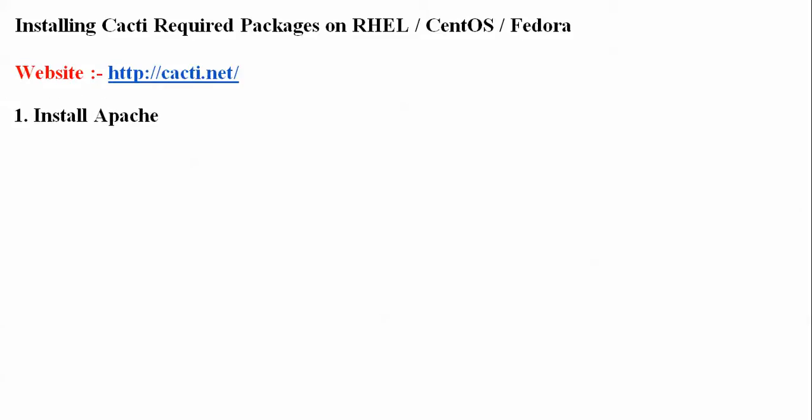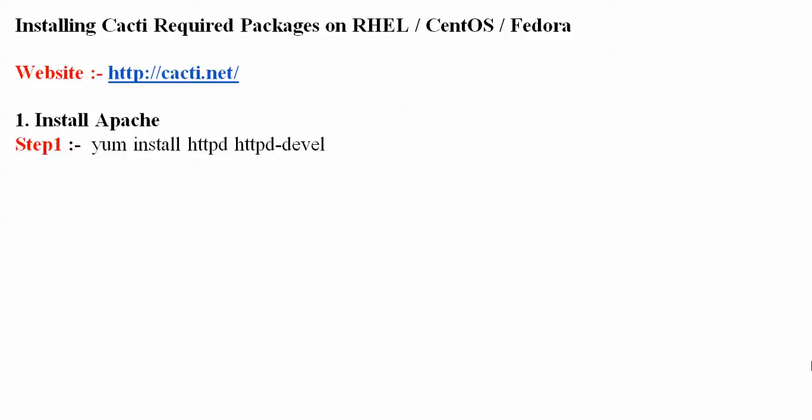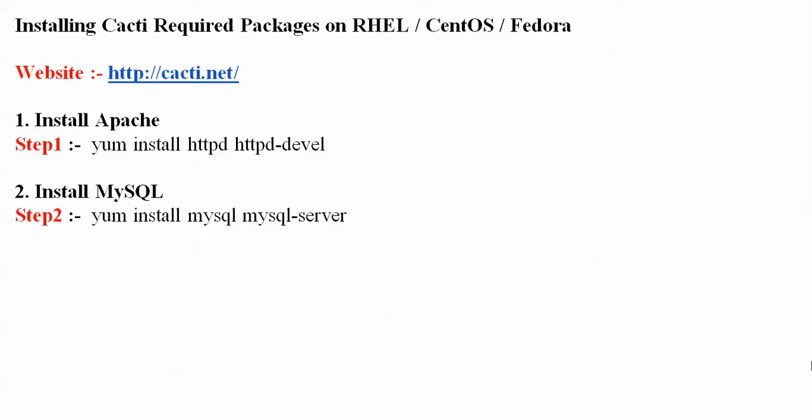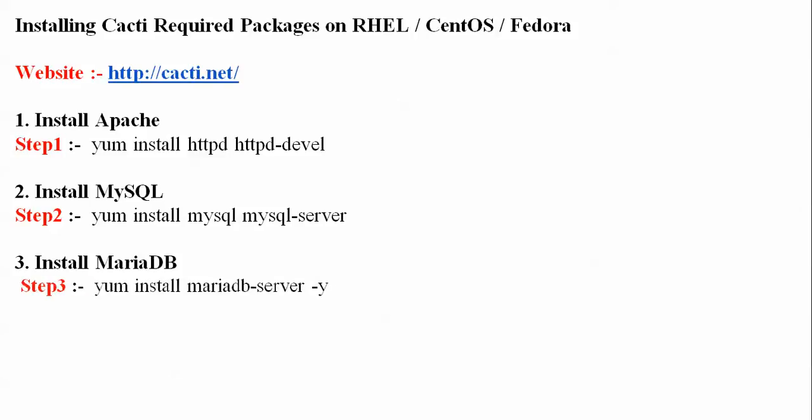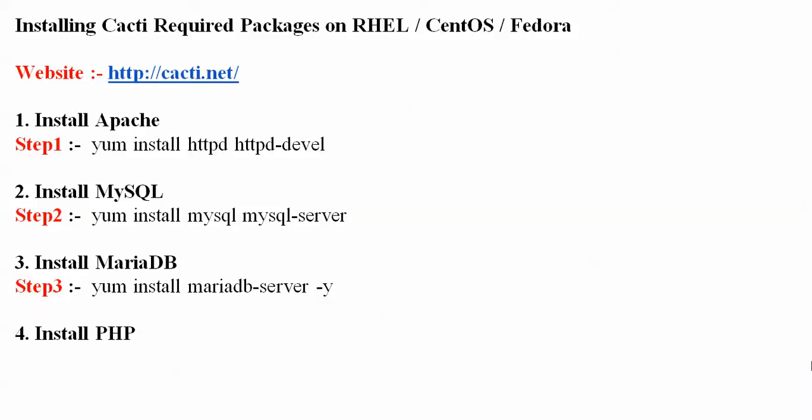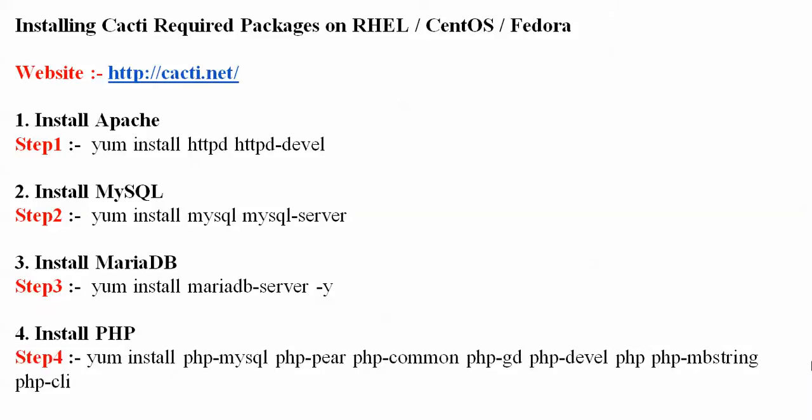Next, I'm going to first install Apache. This is the command to install Apache. After that I'm going to install MySQL. This is the command to install MySQL. The third one is MariaDB. That is optional, as you can install either MySQL or MariaDB. So this is the command to install MariaDB. After that I'm going to install PHP. This is the command to install PHP. Now let us begin the installation and I will show you.